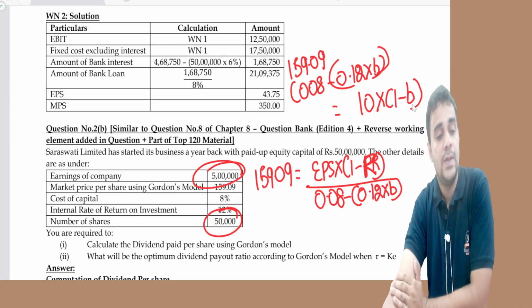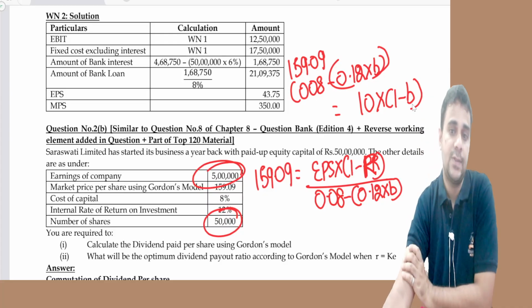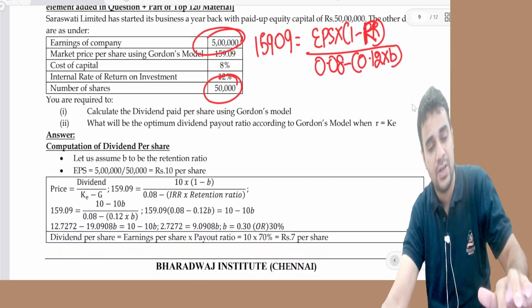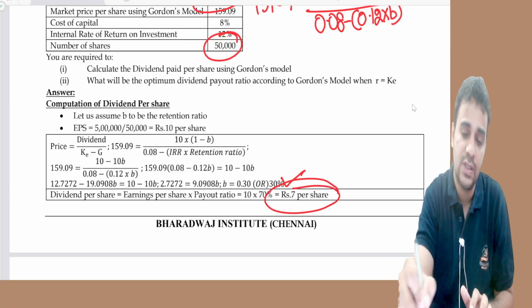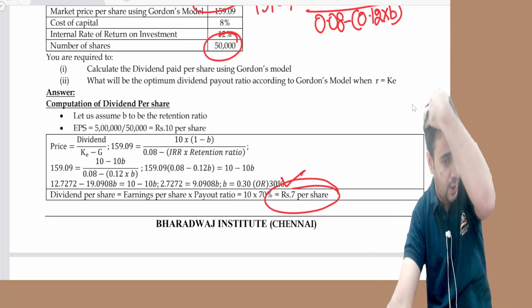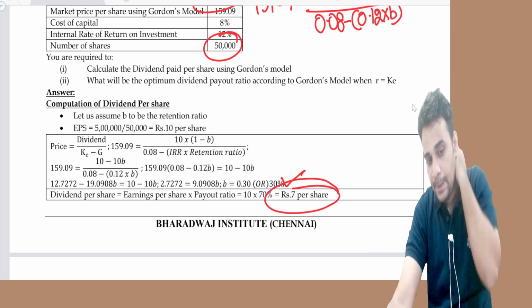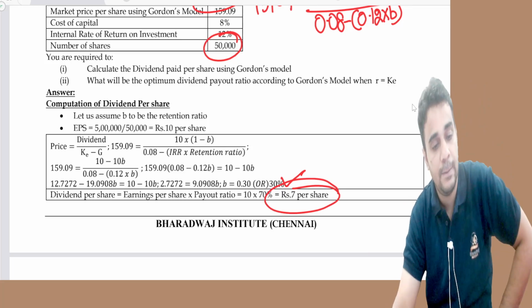159.09 into 0.08 minus 0.12. I think you will get a retention ratio of 30%. Payout ratio is 70%, 7 per share.